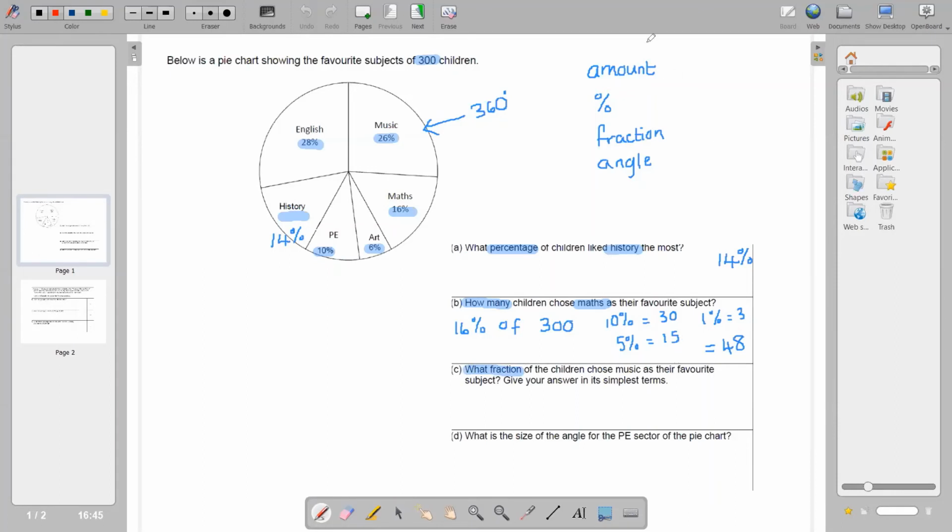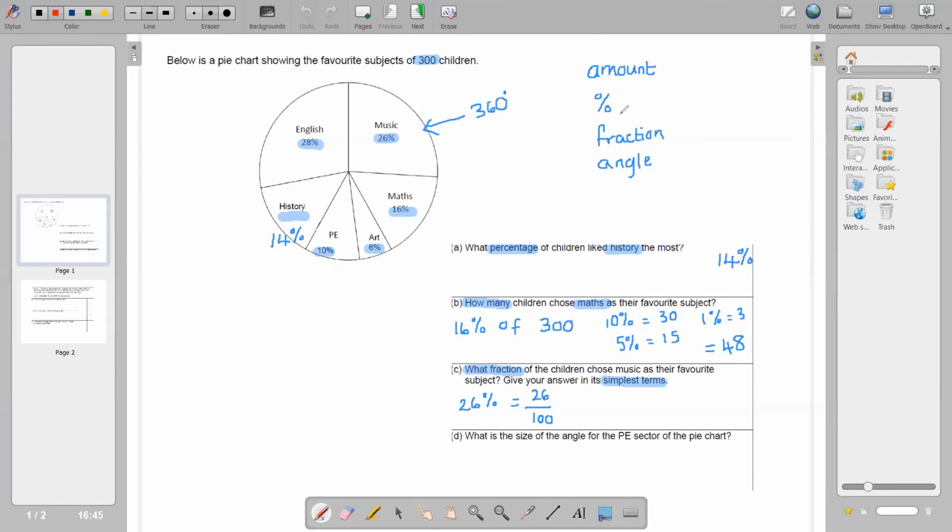Looking down at part C now, this time they're asking what fraction of the children chose music as their favourite subject. So we can go back up to the pie chart. We will see that music is 26%. Now remember that percent means out of 100, so I can convert this. 26% can become a fraction quite easily by becoming 26 over 100. Obviously, they have asked me to give my answer in its simplest terms. So I need to simplify that fraction.